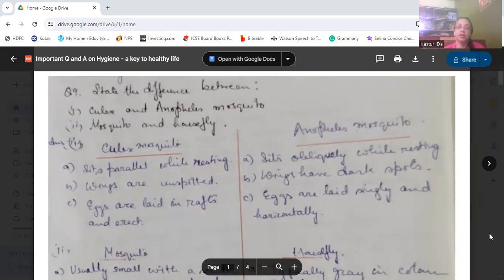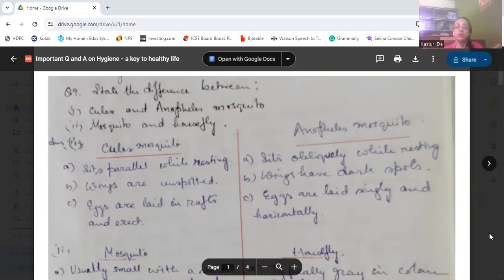Second, the Culex mosquito has wings which are unspotted, whereas Anopheles mosquitoes have wings which have dark spots on them. So Anopheles mosquitoes have wings with dark spots, whereas the wings of the Culex mosquito are unspotted.